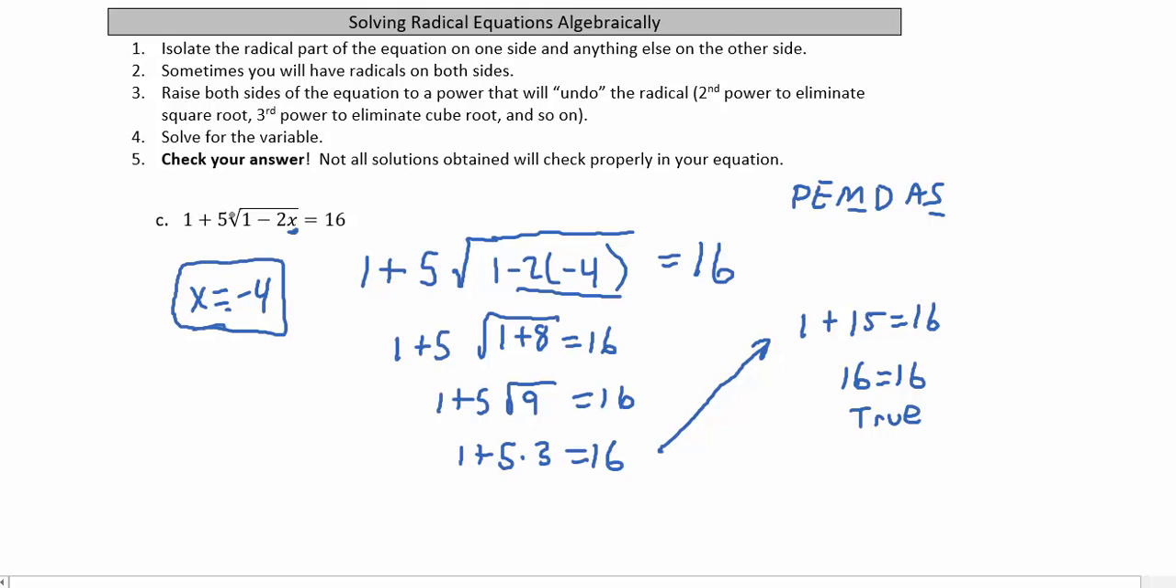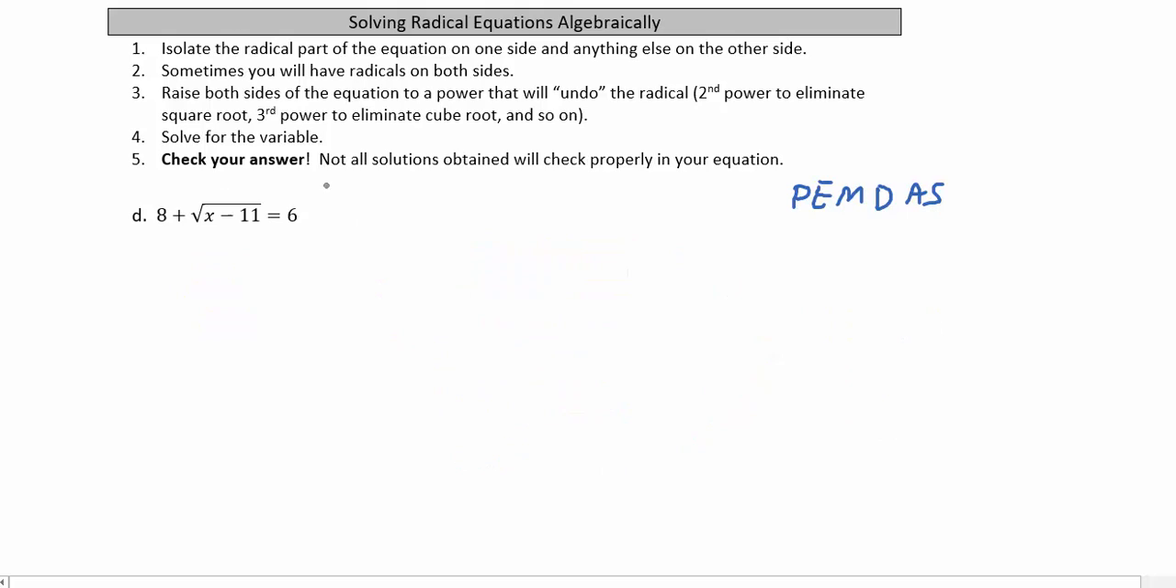Let me do one more example that involves a square root. I will start like I did all the others by isolating the radical part of the equation on the left-hand side. That's this piece. The only thing on the left-hand side of the equation besides that radical is addition of 8. So I will start just by subtracting 8 on both sides. 8 minus 8 is 0, so that simplifies out on the left-hand side. I'm left with square root x minus 11 equals negative 2.